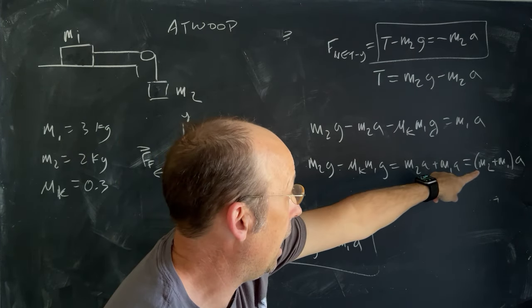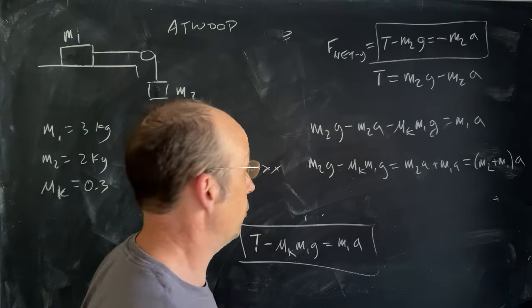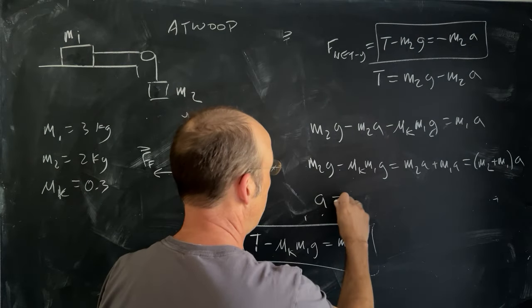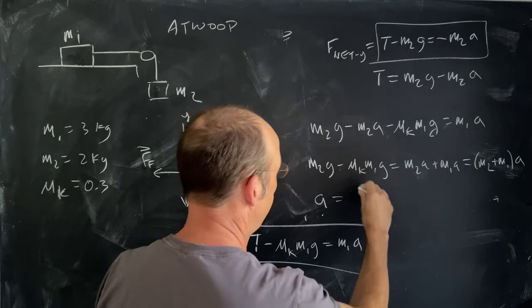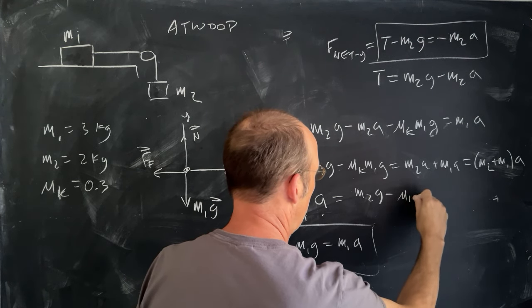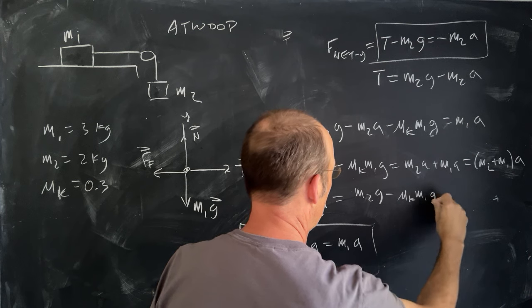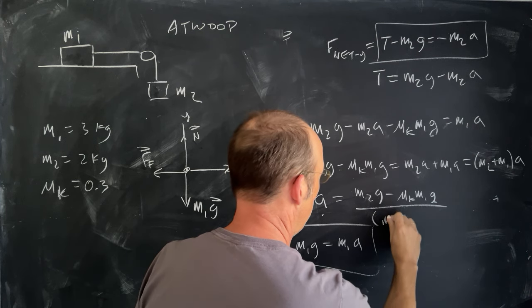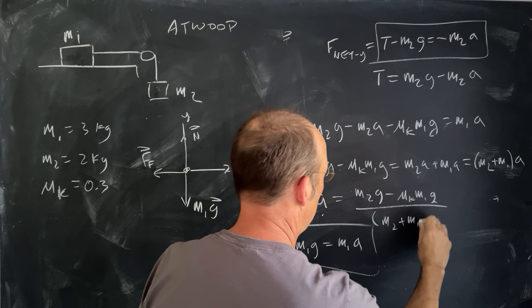Okay, now I can divide both sides by that m1 plus m2, and I get a equals all of this: m2g minus mu k m1g, all of that over m2 plus m1.